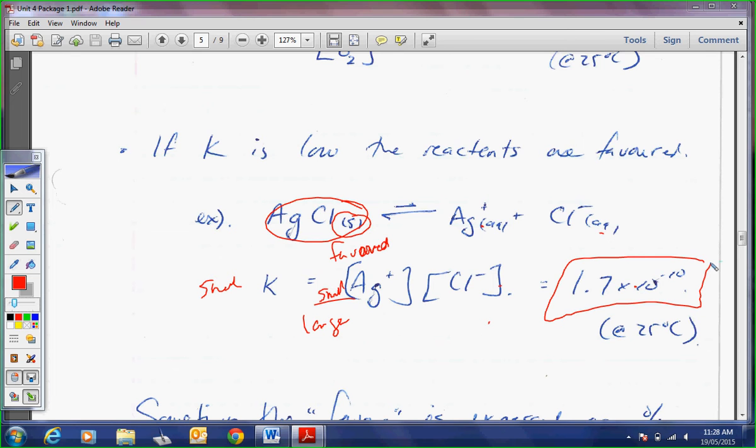Yes, Liam? What units do you use for the K value? The K value units change for each situation. We'll get there when we start plugging in numbers. Okay?